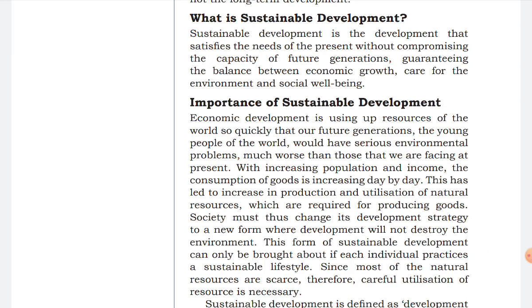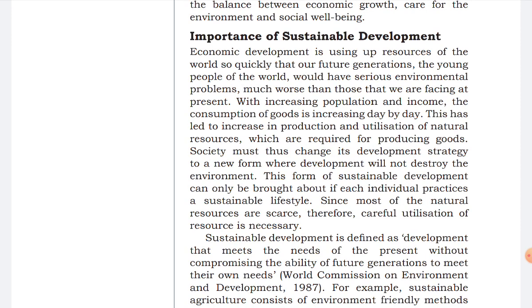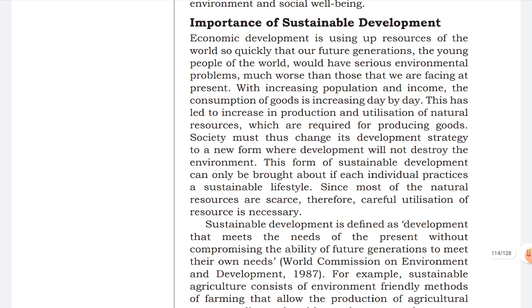Sustainable development is the development that satisfies the needs of the present without compromising the capacity of future generations, guaranteeing the balance between economic growth, care for the environment, and social well being. Importance of sustainable development. Economic development is using up resources of the world so quickly that our future generations, the young people of this world, would have serious environmental problems, much worse than those that we are facing at present.